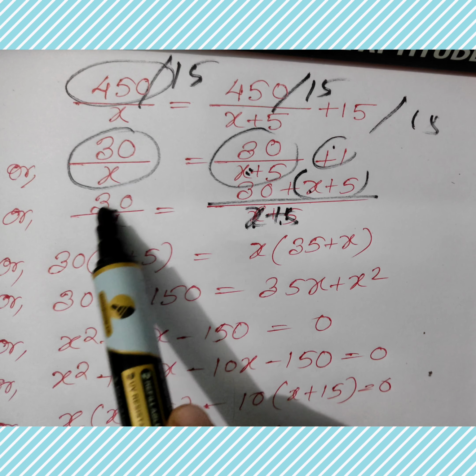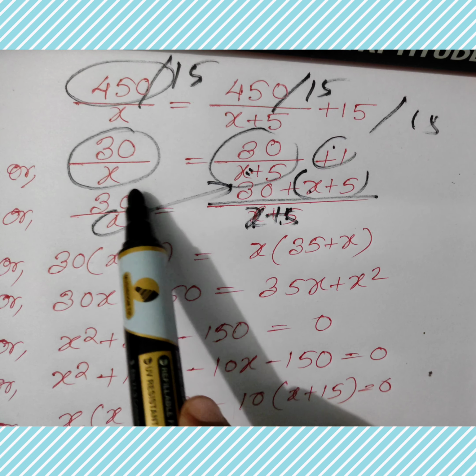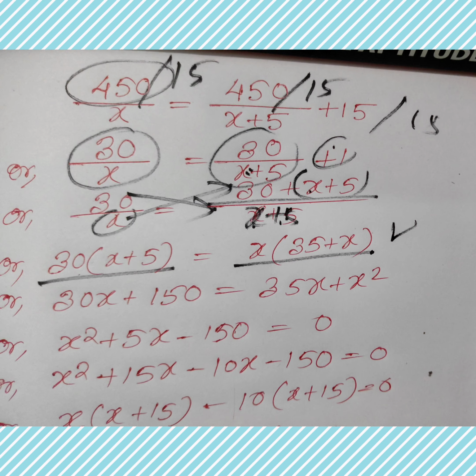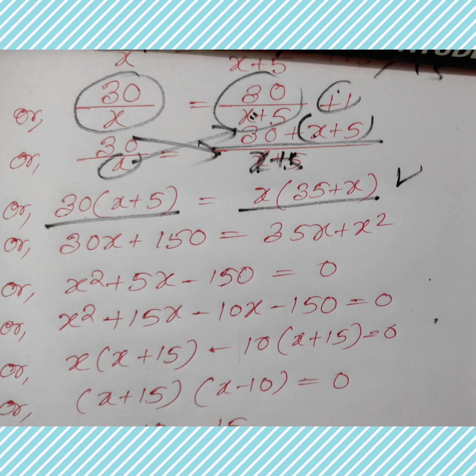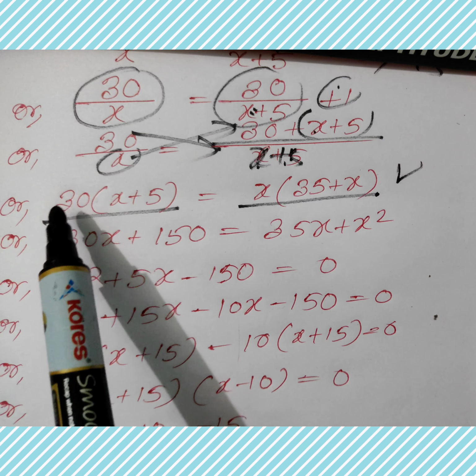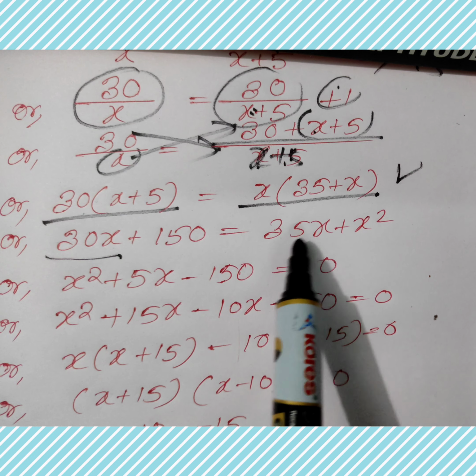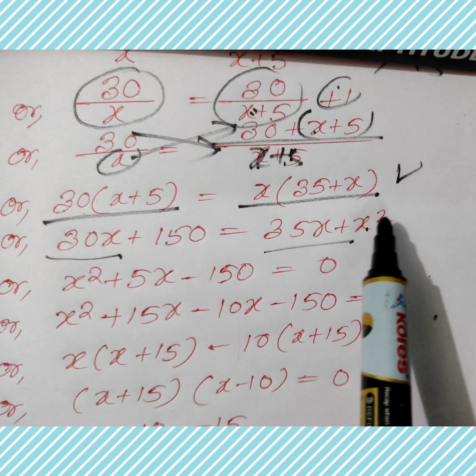If we multiply x with this and 30 with this, we get 30 into x plus 5 equal to x into 35 plus x. Up to that much is clear, I think. After that, just multiply after opening the brackets, we get 30x plus 150 equal to 35x plus x square.